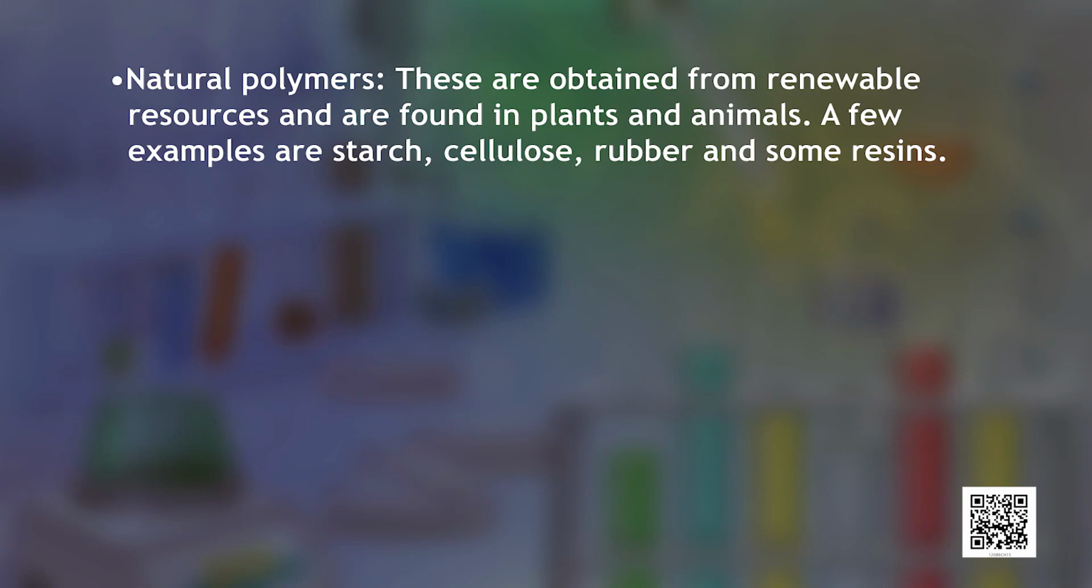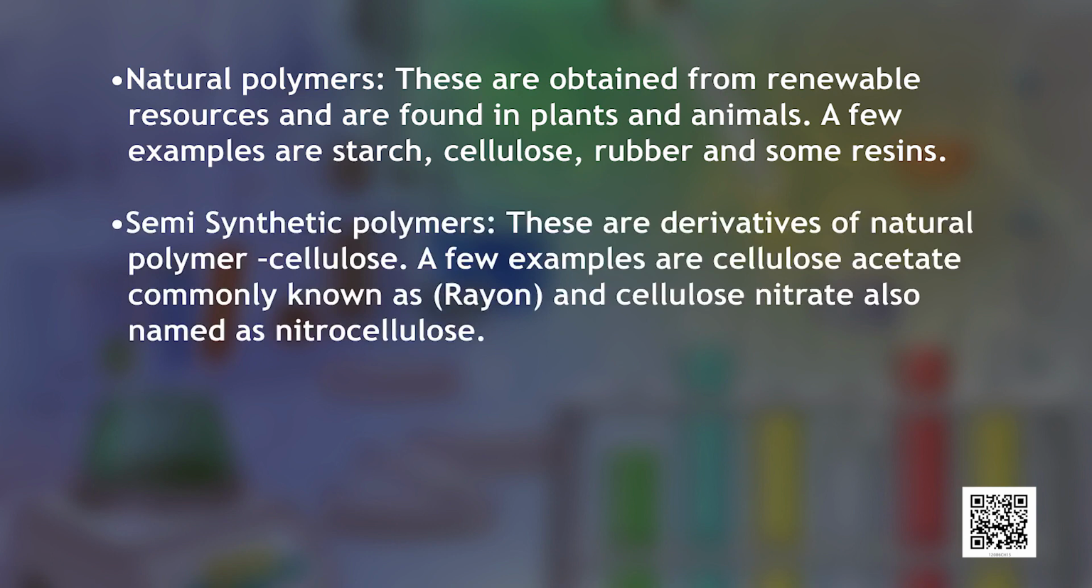Now, what are natural polymers? These are obtained from renewable resources and are found in plants and animals. A few examples are starch, cellulose, rubber and some resins. While semi-synthetic polymers are derivatives of the natural polymer cellulose. A few examples are cellulose acetate, which is commonly known as rayon, and cellulose nitrate, which is also called nitrocellulose.